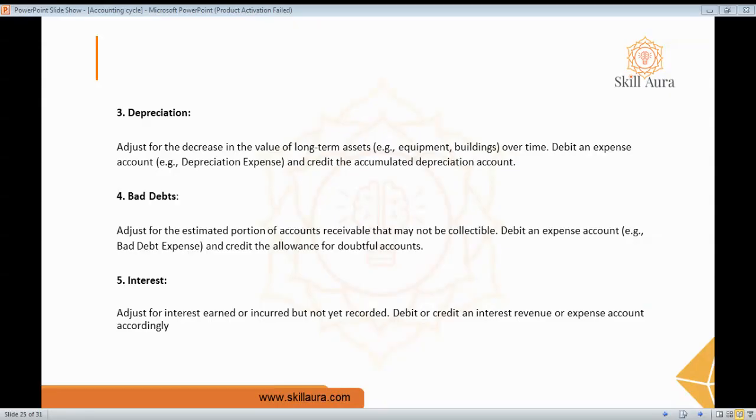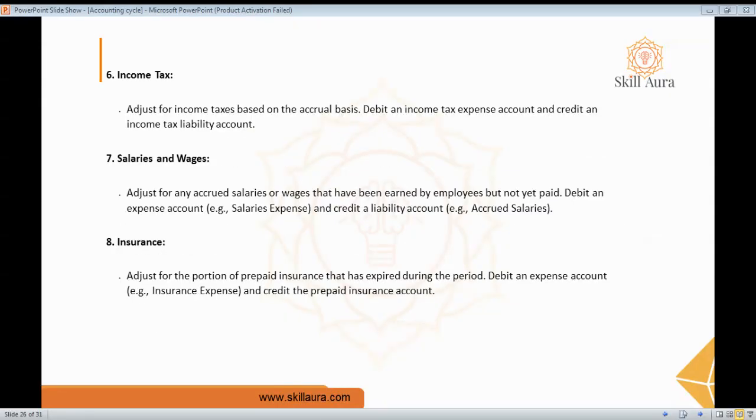The next one is interest. When interest earned or interest incurred adjustment is given but not yet recorded, for that kind of account the debit or credit and the interest revenue or expenses account will be recorded accordingly. And income tax: here we adjust for the income tax based on the cash basis. The income tax expenses account will be debited and the income tax liability account will be credited.